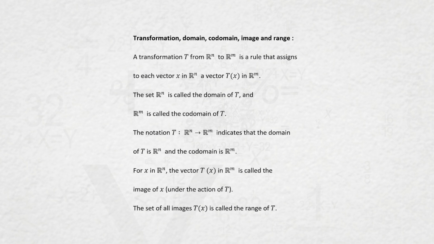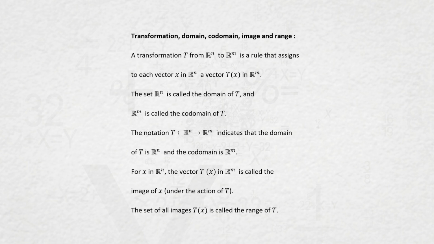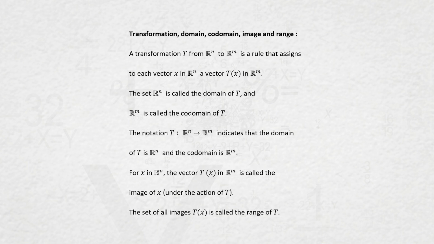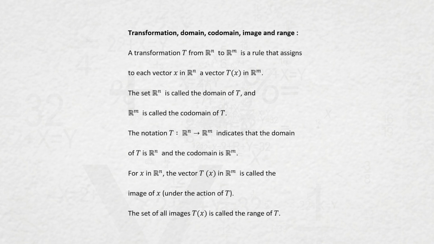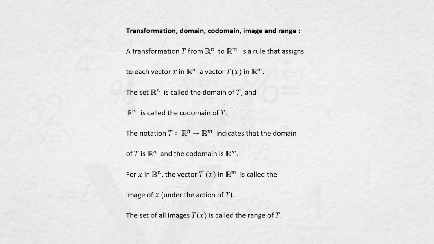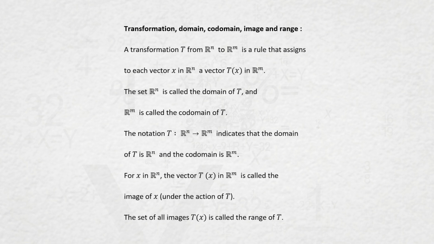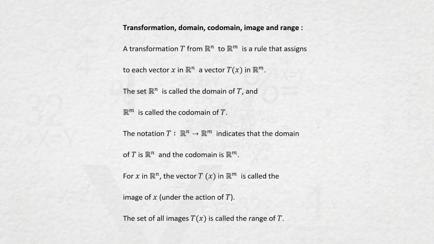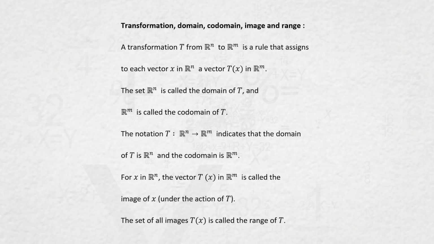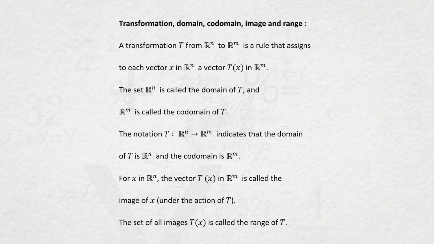A transformation T from R^n to R^m is a rule that assigns to each vector x in R^n a vector T(x) in R^m. The set R^n is called the domain of T and R^m is called the codomain of T. The notation T: R^n → R^m indicates that the domain of T is R^n and the codomain of T is R^m. For x in R^n, the vector T(x) in R^m is called the image of x under the action of T. The set of all images T(x) is called the range of T.